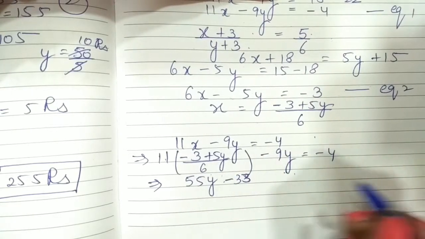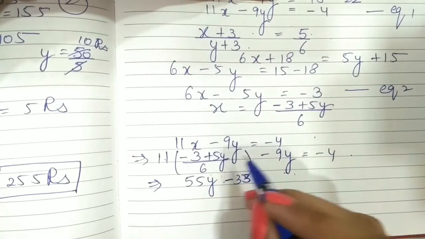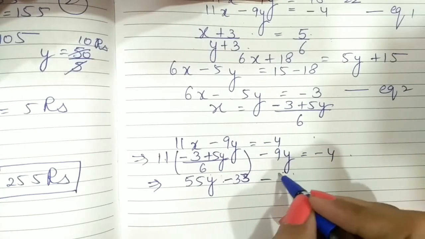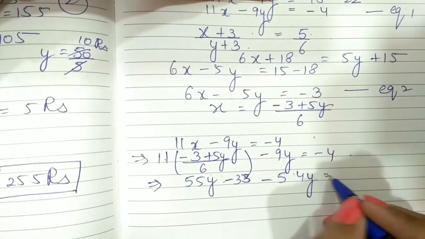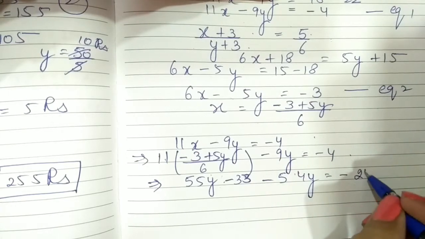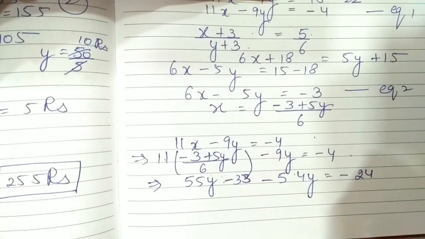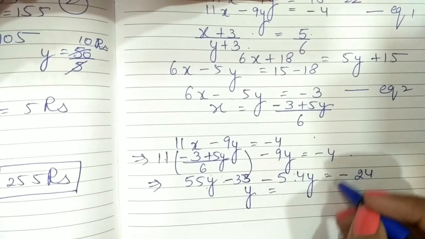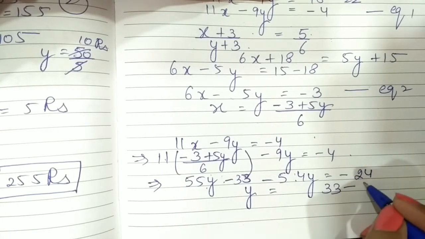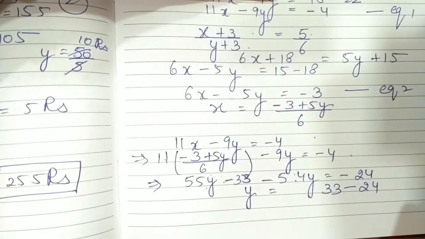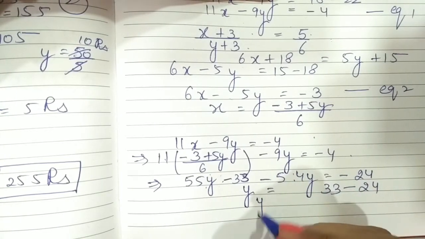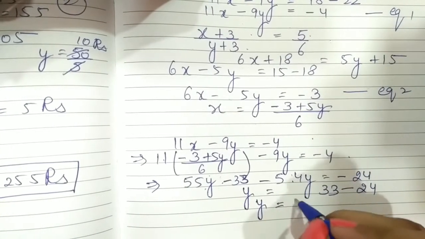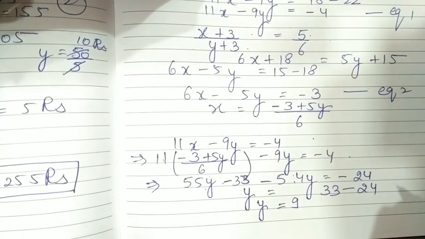Taking the LCM as 6, multiply each and every variable by 6, it will become 55y minus 54y equals 33 minus 24. 55 minus 54 will be y equals to 33 minus 24. So our value of y will be 33 minus 24, that is 9.